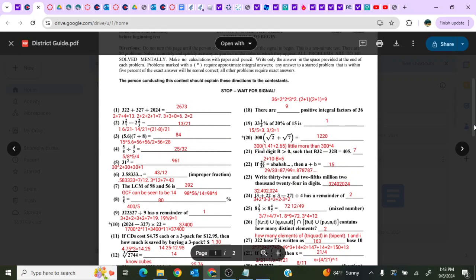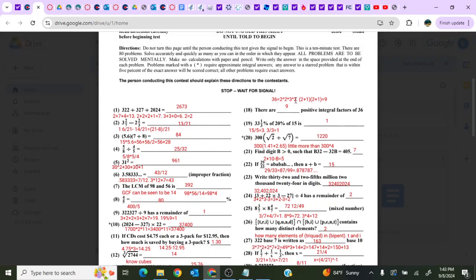Number 18, there are how many positive integral factors of 36? We'll put 36 in terms of its primes. So 36 is equal to 2 to the power of 2 times 3 to the power of 2. Once you have these exponents here, add 1 to each of them and multiply them. So 2 plus 1 is equal to 3 times 2 plus 1, which is 3. So 3 times 3 is a 9.